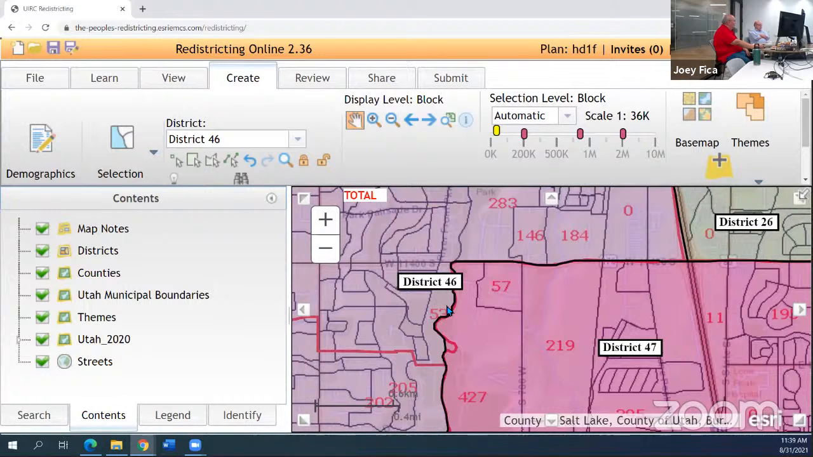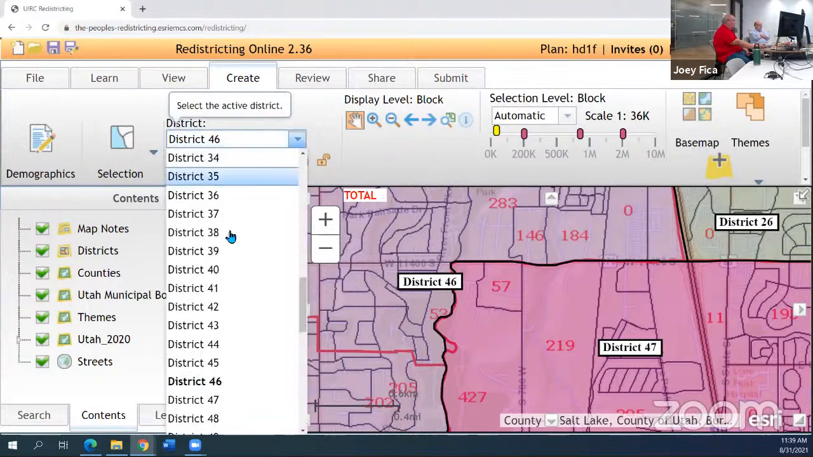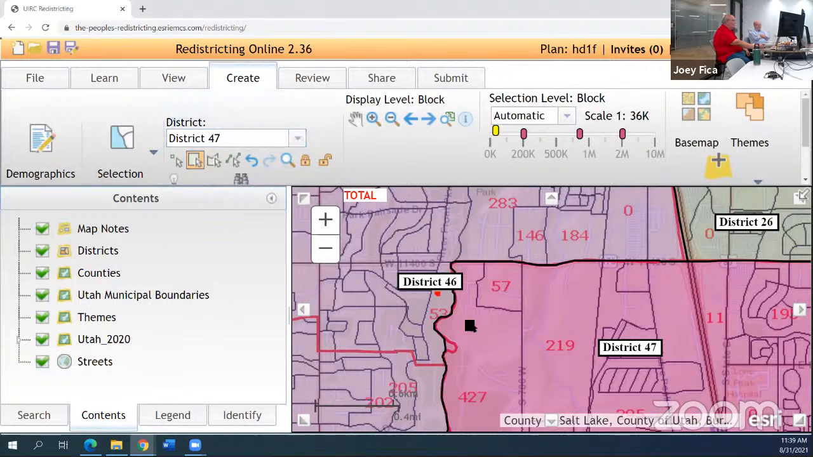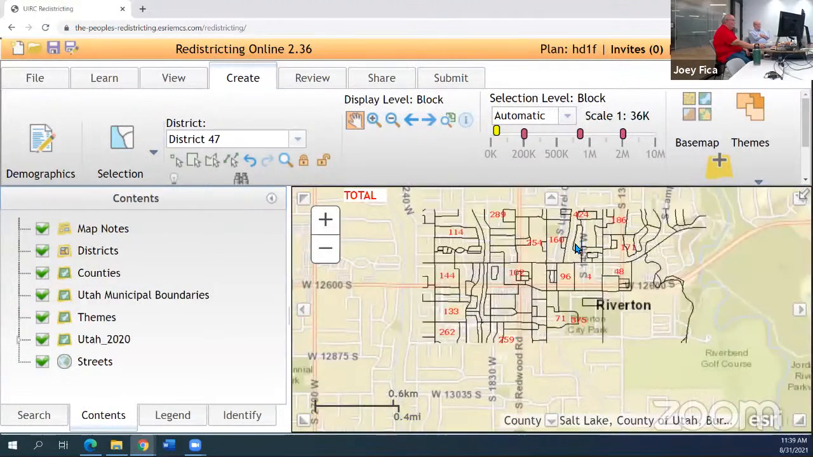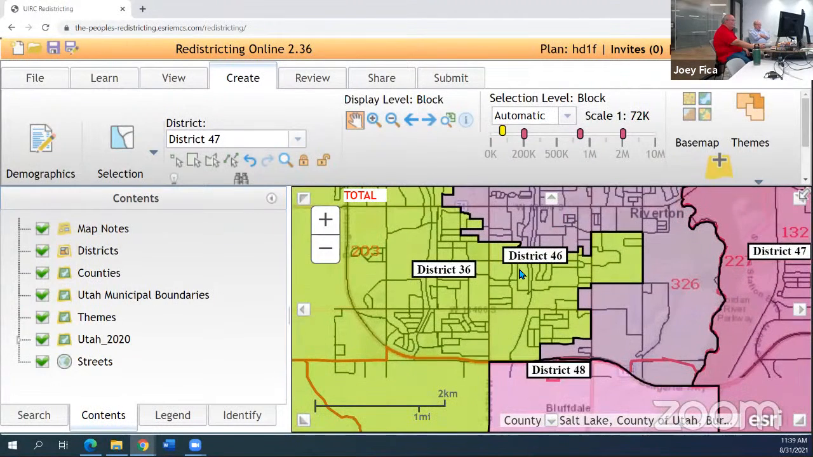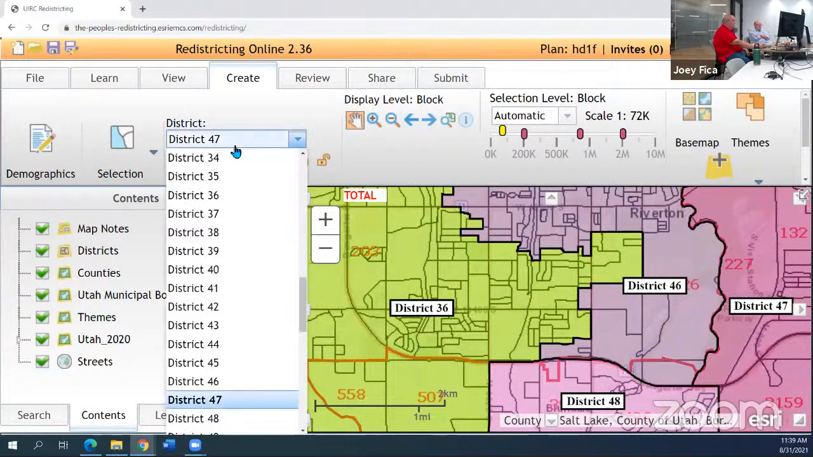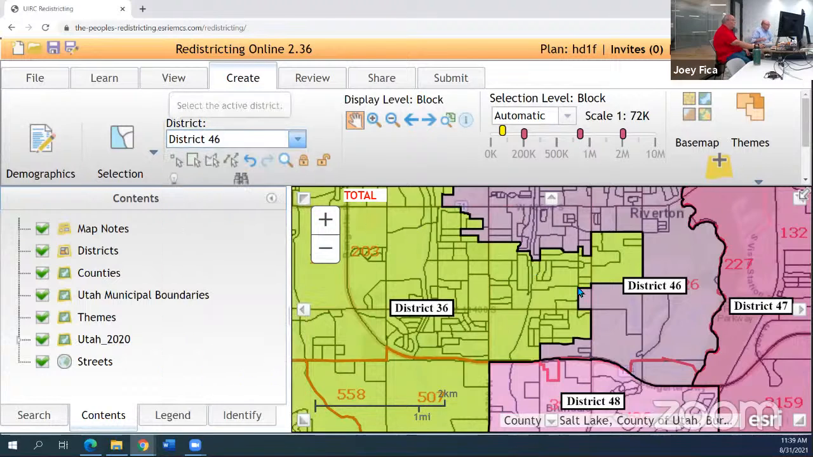46 is minus 4. I can take 47 and add to 47. Can put 46 under, but we can try and make that up someplace else. 48 is 18 over. 36 is 12 over. But that's not big, 46.